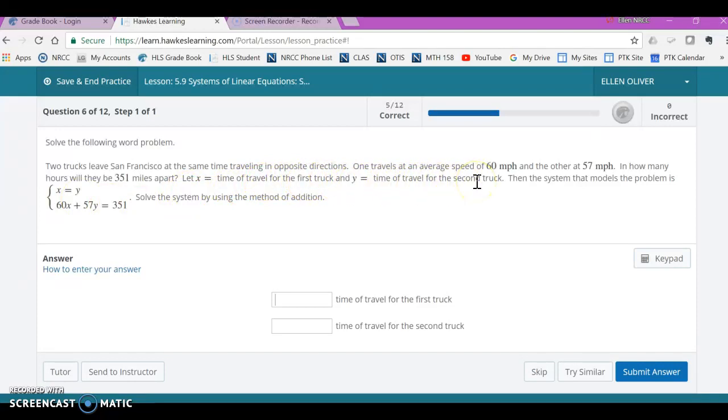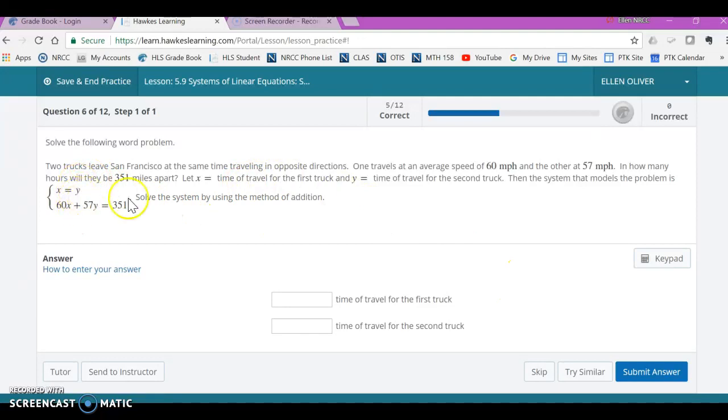is time for the second truck. And it says they travel for the same time. So your first equation is that the travel time for the first truck equals the travel time for the second truck. So there's your x equals y. And then it's talking about distance equals rate times time. So the travel time times the rate for this one is going to give you the distance for this one, and the travel time times the rate for the other one is the distance, and how long until they're 351 miles apart means the distance one truck went plus the distance the other truck went has to be 351. So I'll do more slower explanations of those kind of problems in the next videos.